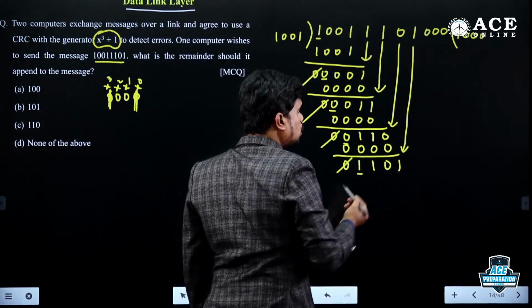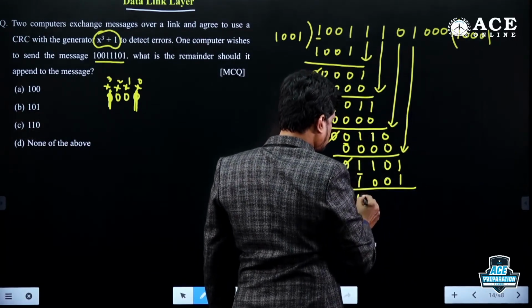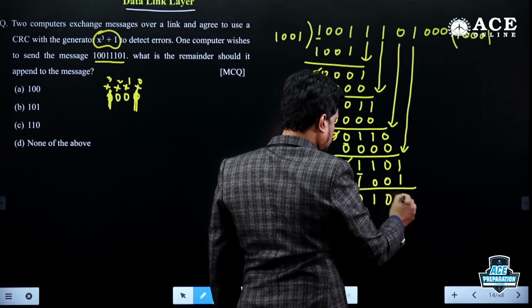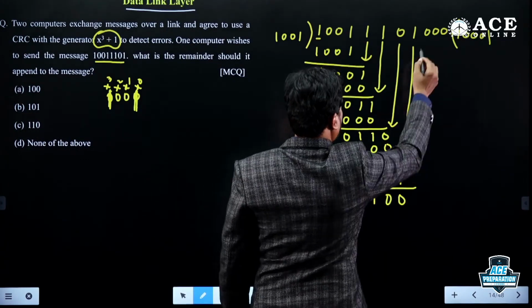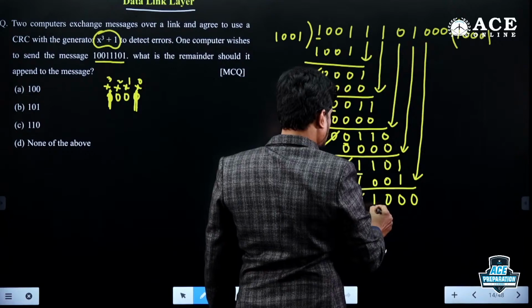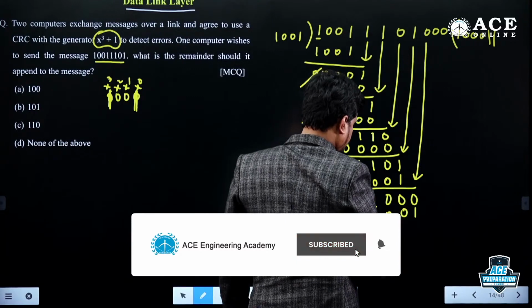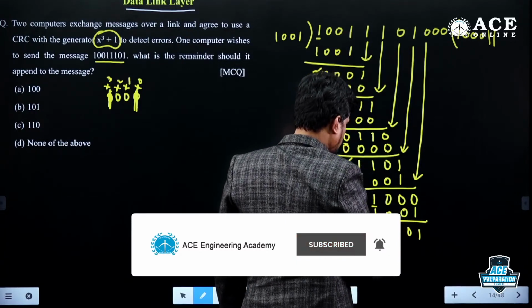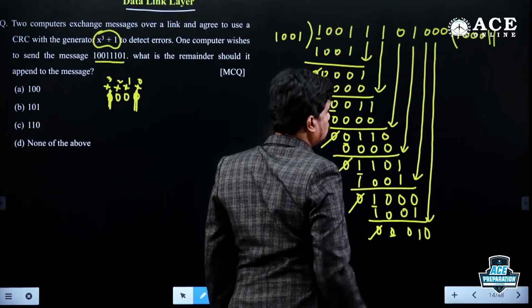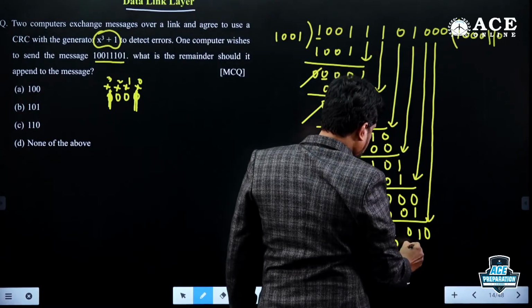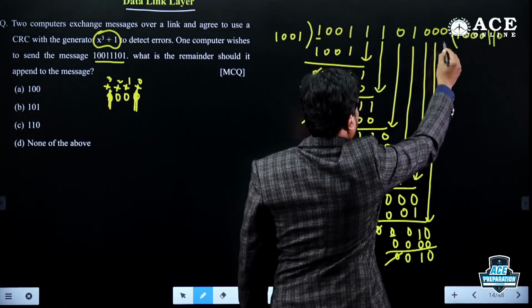Then my MSB bit is 1, so the quotient is 1. 1 into 1001, which is 1001. Then it is 0, 1, 0, 0. XOR operation, okay? So this 0 is negligible, then we are appending this 0 here. Now the MSB bit is 1, so the quotient is 1. 1 into 1001, which is 1001. Then 1, 0, 0, 0. This 0 gets cancelled and this 0 we need to append here. So the MSB bit is 0, so the quotient is 0. 0 into something, 0. Then 0, 0, 1, 0. This 0 gets cancelled and this 0 we are adding here.